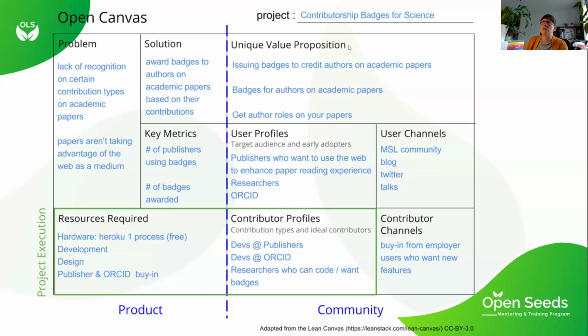The unique value proposition of this project was, again, the impact: issuing badges to credit authors on academic papers. This could perfectly be the vision statement. What was different is that badges for authors are not really a thing on academic papers, and that you can get the author roles on your papers that otherwise you wouldn't get. So you get a bit the gist of it.